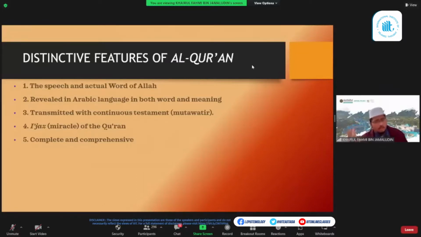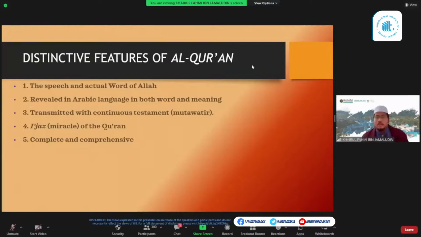Okay, so this is what we call i'jaz al-Quran. In order to understand this in depth, we must explore more. We have to read more. This actually requires and consumes a lot of time, and of course for our class today it's not enough.